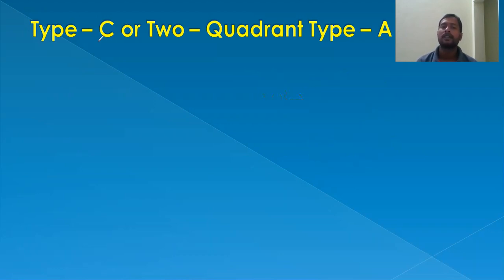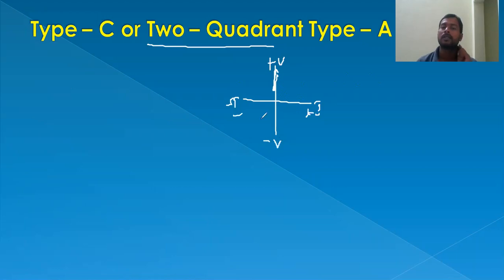Now class C chopper is a two coordinate chopper. So class C chopper, this is voltage and current. Here current is negative and here voltage is positive. Here current is positive, here voltage is negative. This is the first coordinate chopper, this is the second coordinate chopper. But a combination of these two is called class C chopper, and this is also called two coordinates.